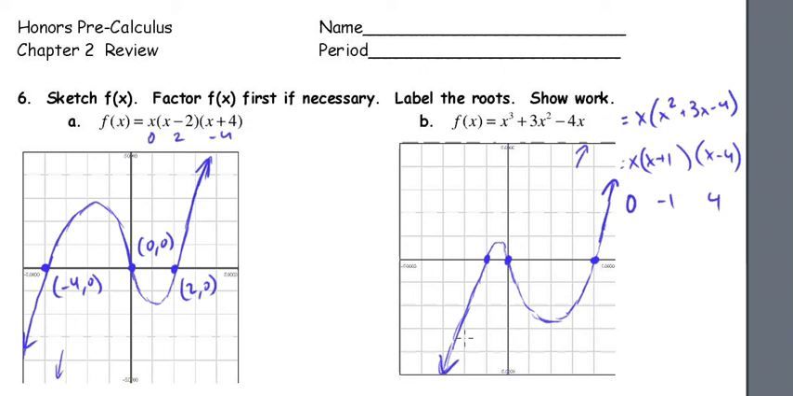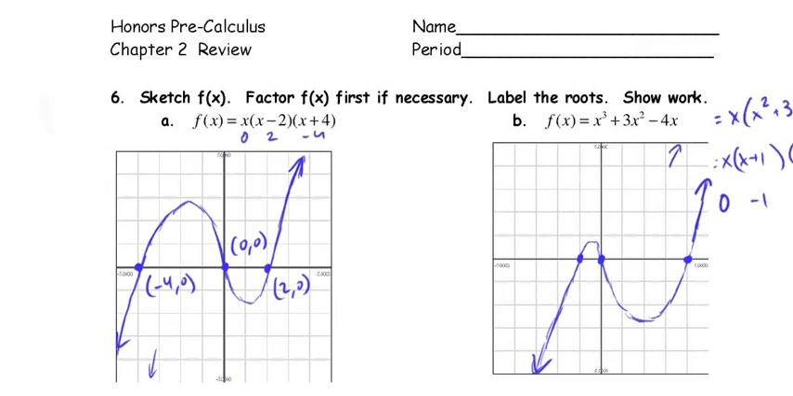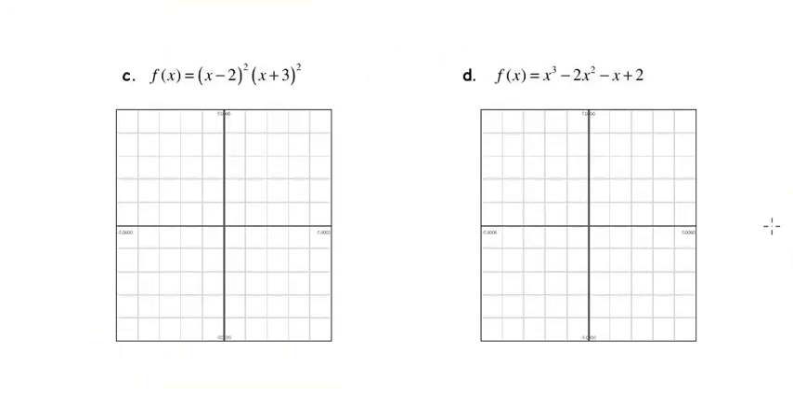All right, number C, I guess it is. This one is already in factored form for us as well, and that's great. I'm looking at it, and I have x squared here and x squared over here, and that means this is a 4th degree polynomial. That's even, meaning the two end behaviors go the same direction. My a value is positive, so this time I know that it starts at positive infinity and ends at positive infinity.